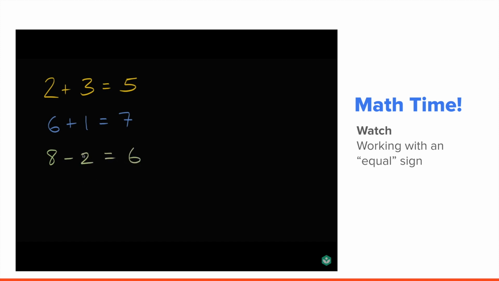And in all of these, you might think that the equal sign just says, hey, give me the answer. Figure out what 2 plus 3 is. 2 plus 3, well, the answer is 5. 6 plus 1, the answer is 7. 8 minus 2, the answer is 6.